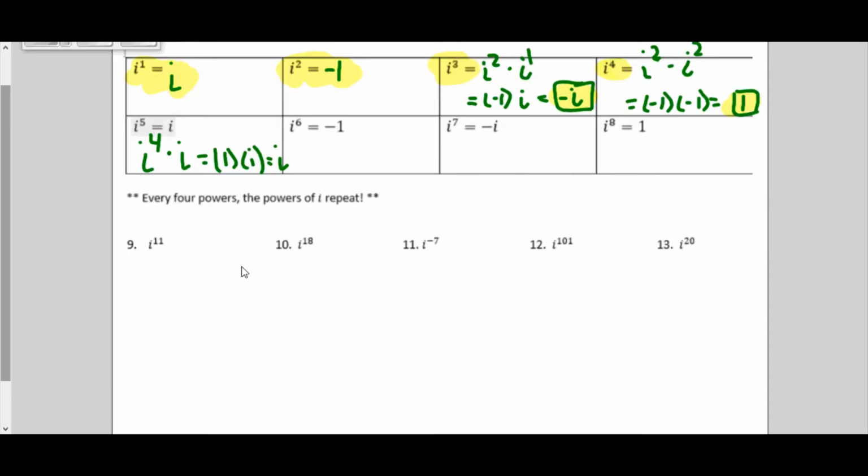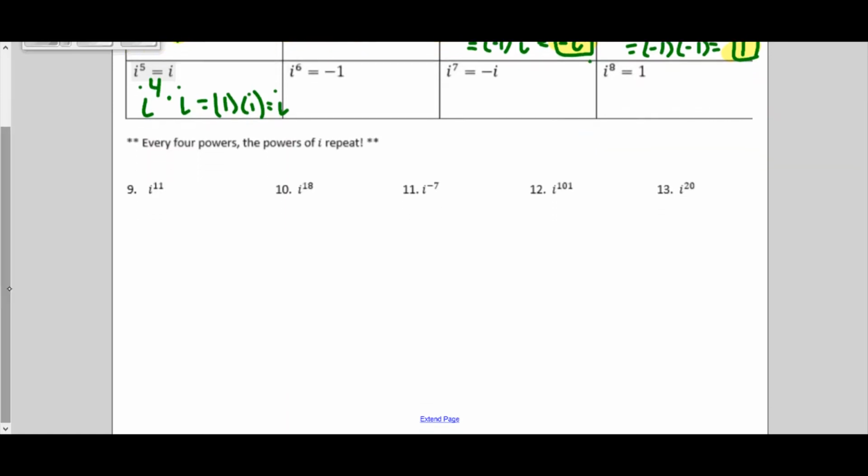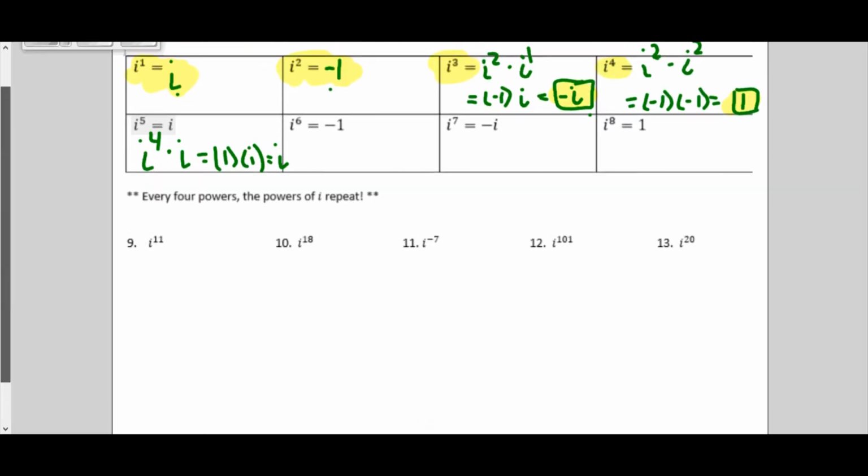What I want you to see is that i to the fifth is the same as i to the first. They're both i. i to the sixth is the same as i squared. They're both negative 1. i to the seventh is the same as i cubed. They're both negative i. i to the eighth is the same as i to the fourth. They would both be 1. So this pattern of i, negative 1, negative i, positive 1 repeats itself every 4 powers on i. So for larger powers of i, we can use this fact to help us simplify the power on i. Our answer for all the problems is either going to be i, negative 1, negative i, or 1.